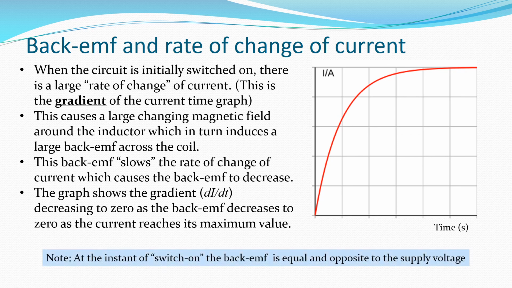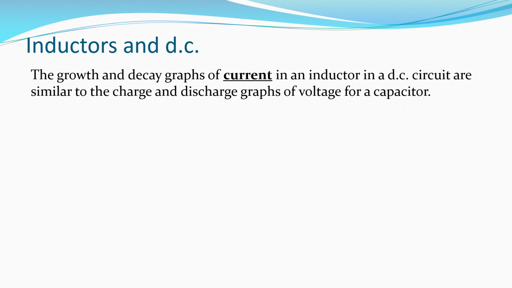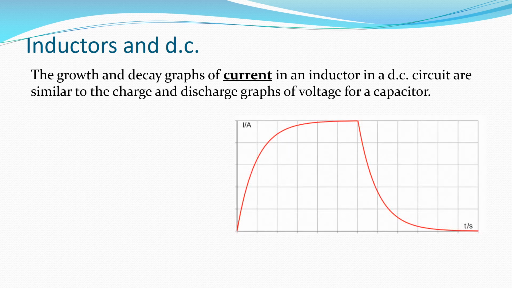Note that at the very instant of switch on, the backwards EMF is equal and opposite to the supply voltage. Inductors and DC. The growth and then subsequent decay graphs of current in an inductor in a DC circuit are similar to what we see in the charge and discharge graphs of voltage for a capacitor. And you should remember the shape from Higher Physics.